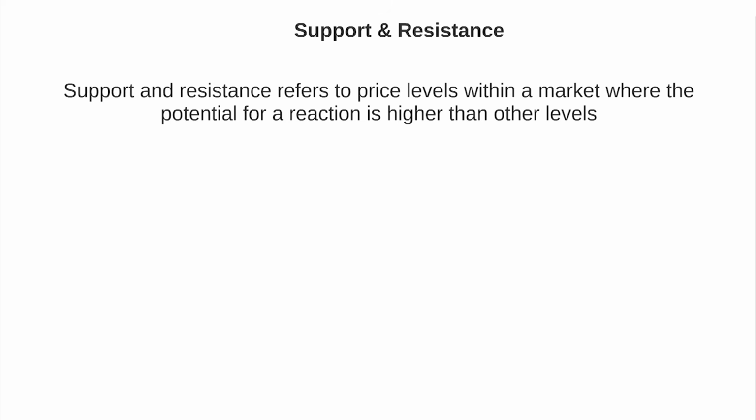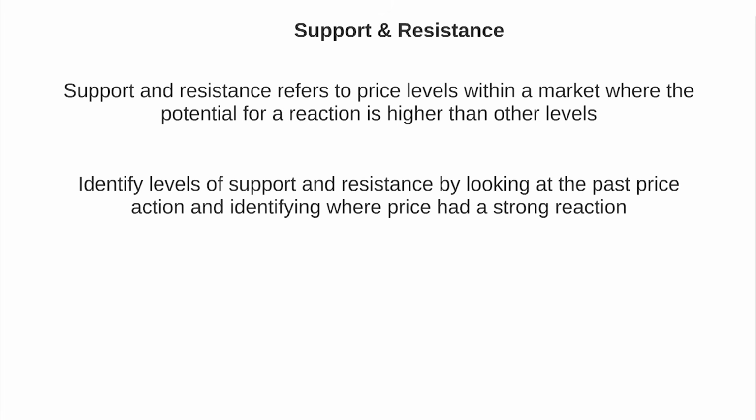Next on the list is support and resistance, and this form of analysis is the foundation of my own trading approach. Support and resistance refers to price levels within a market where the potential for a reaction is higher than other levels. It works on the principle that what happened in the past is likely to happen again in the future, so it's possible to identify levels of support and resistance by looking at the past price action and identifying where the price had strong reactions.